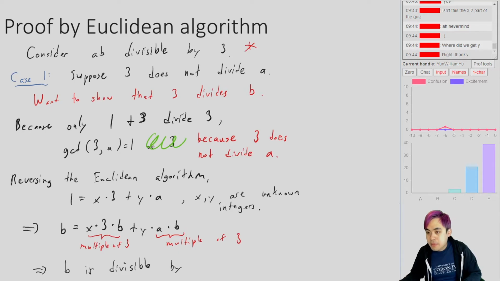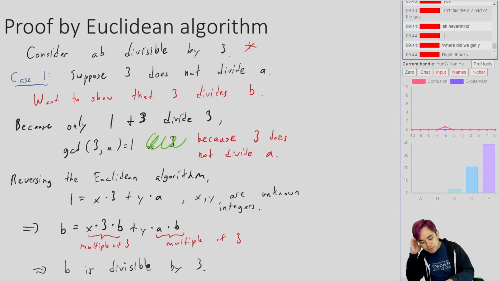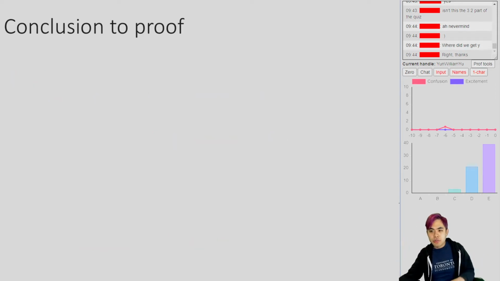Okay, so what we've just shown is that if A is not divisible by 3, but AB is divisible by 3, then clearly B must be divisible by 3. Now I know I walked through that a bit slowly, but this is an important proof, so I wanted to go through it slowly. Let's go ahead and conclude the proof.